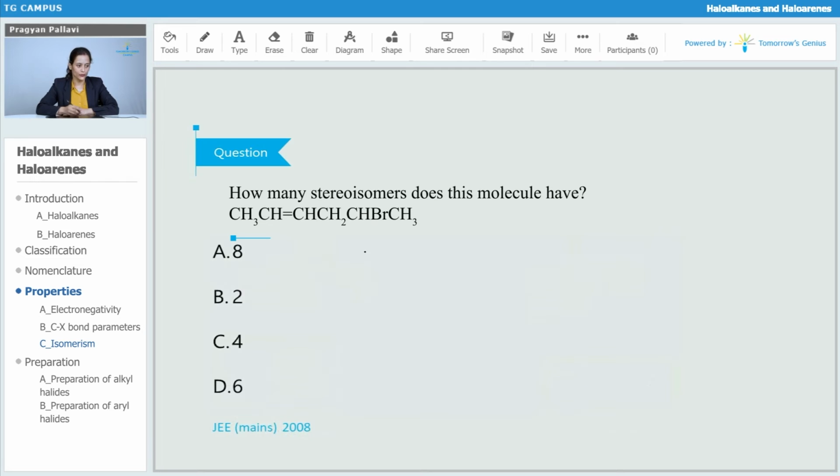Now let us solve another question. Here we have to calculate how many stereoisomers this molecule has, and the molecule is CH3, CH double bond CH, CH2, CH, Br, CH3. So this molecule, if we redraw, it will be like this, and let's draw this as Br.